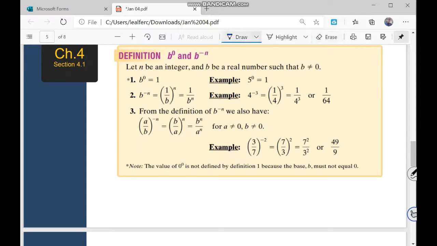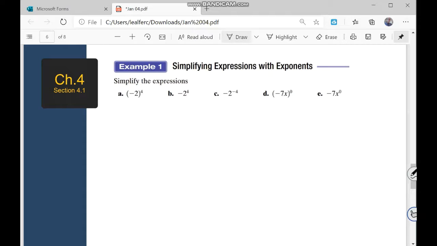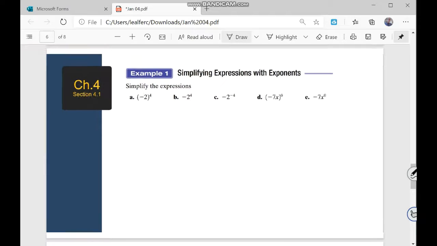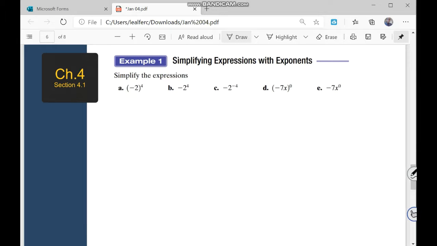Let's work on the examples. And we have a bunch of examples here. The first A, B, and C, they are just a review. A and B are reviews because we don't have any negative exponent, we don't have any zero exponent, so it's just a review.